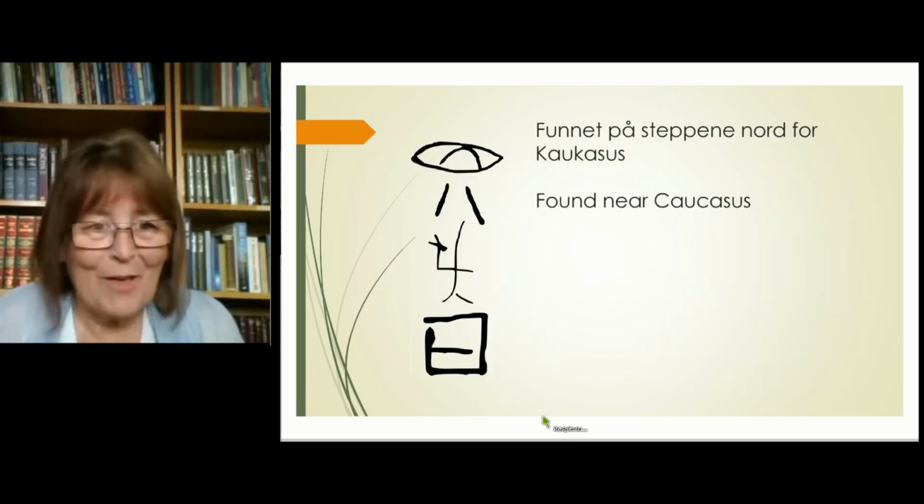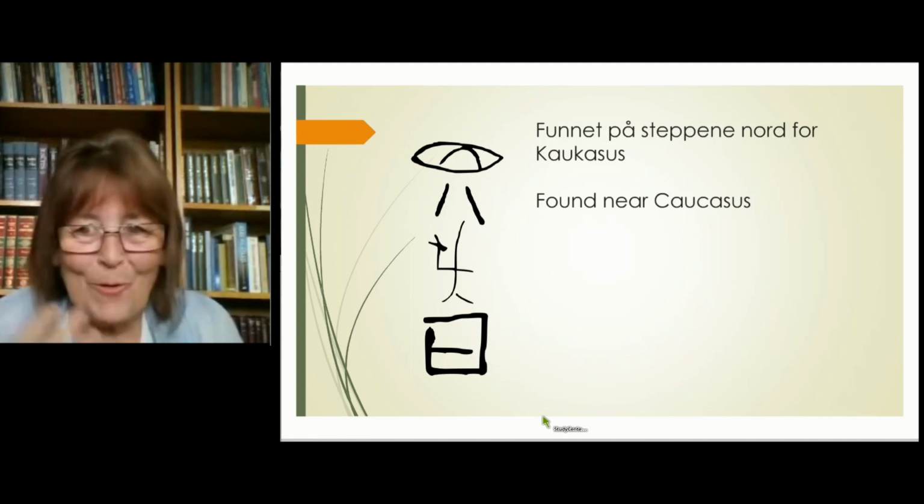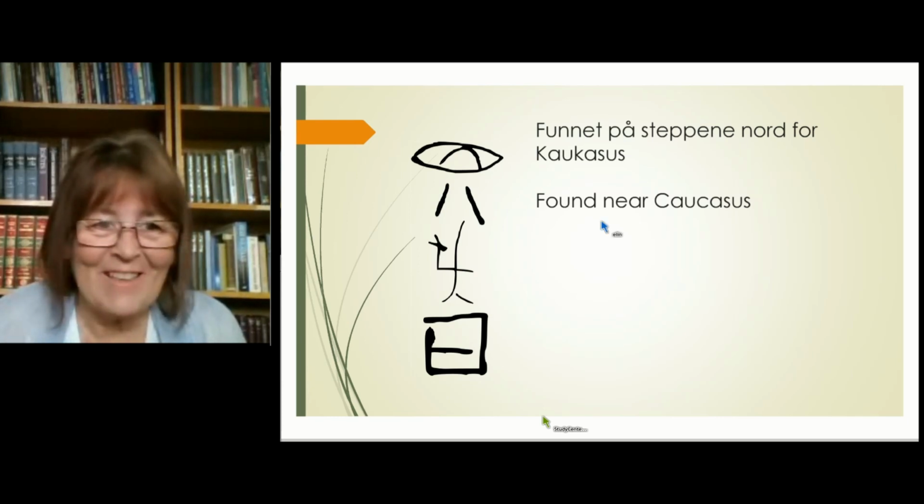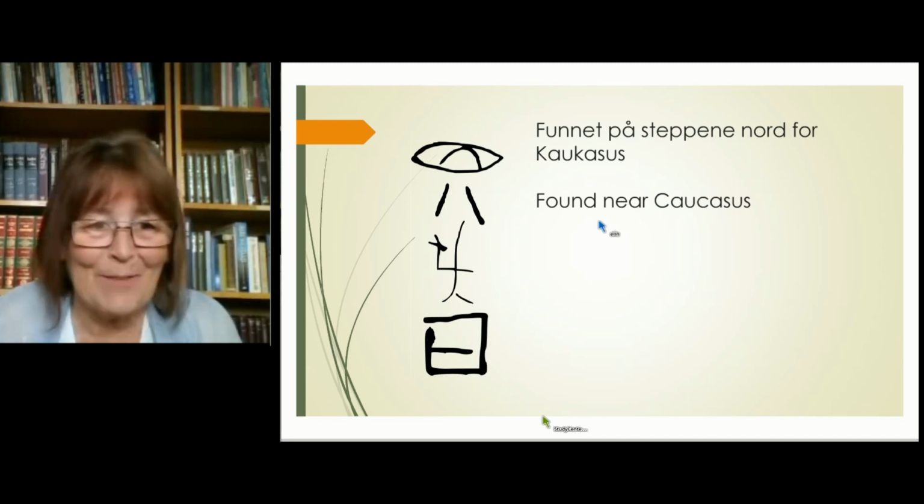This they have just found. They're going all about near the Caucasus, north of the Caucasus. They found this. Can you see it? They just found it, and they say this must be the first alphabet in the world. And you see it's an I.